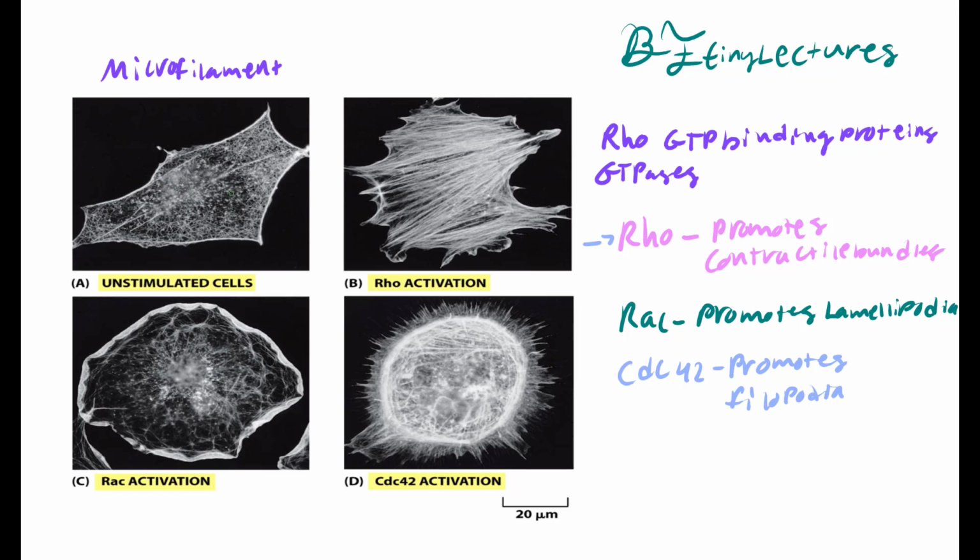If the signal talks to the Rac family member, then we will actually expand. Notice that this cell looks a little bit smaller, but when we have the signal that goes to the Rac, the cell expands, right? So it's getting ready to move around. And here we have the same cell that finally receives a signal for the CDC42. And when this occurs, the filopodia expands to the external environment.